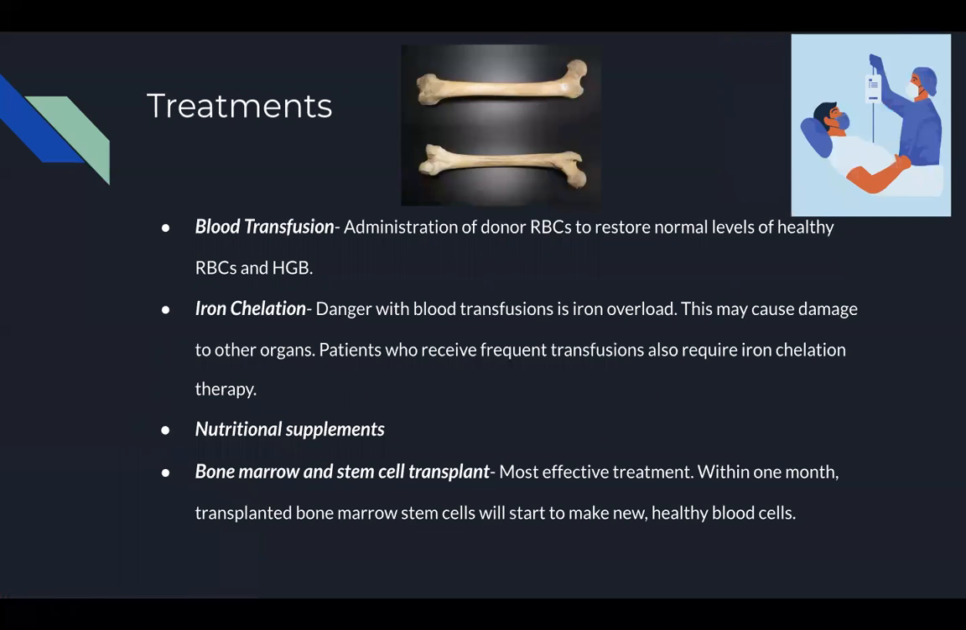Then we're going to talk about some treatments. So how is thalassemia treated? The standard treatments for patients with thalassemia major are blood transfusion and iron chelation, as previously stated. In blood transfusions, they'll get donor red blood cells and they'll inject them through a vein to restore normal levels of healthy RBCs and hemoglobin. Transfusions are repeated every 4 months in patients with moderate or severe thalassemias, and every 2 to 4 weeks in patients with beta thalassemia major.